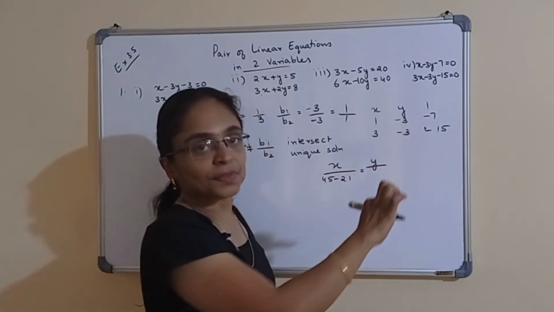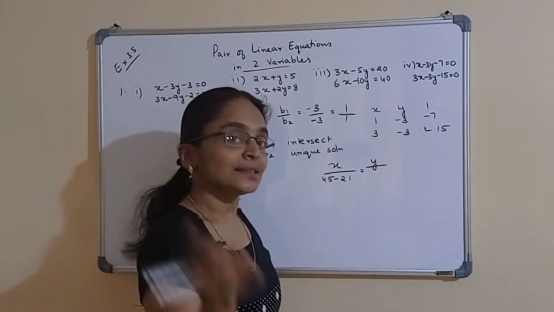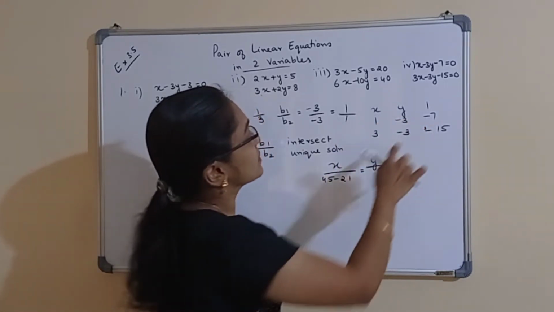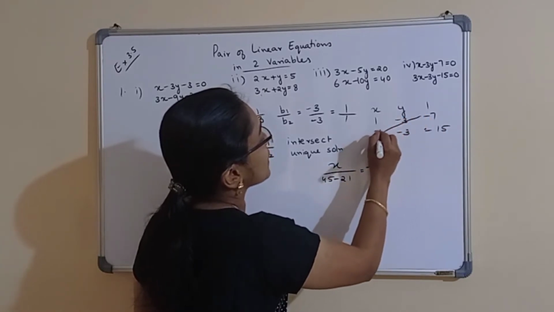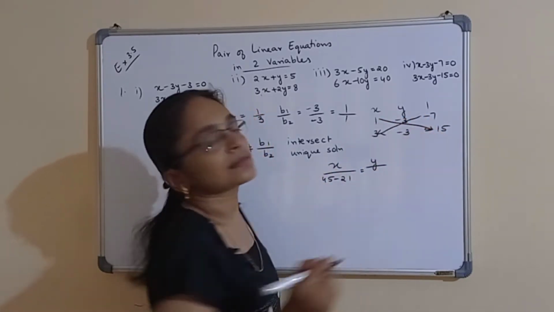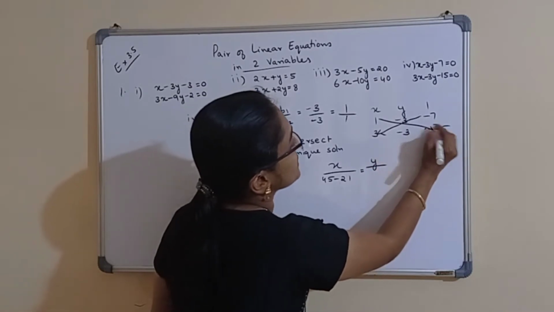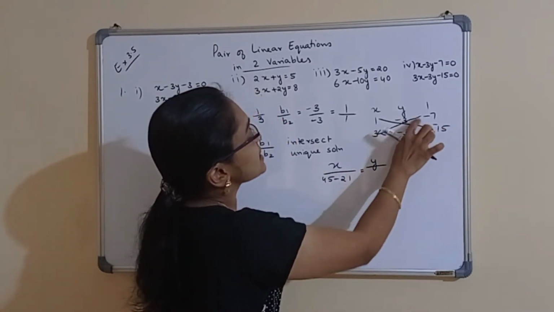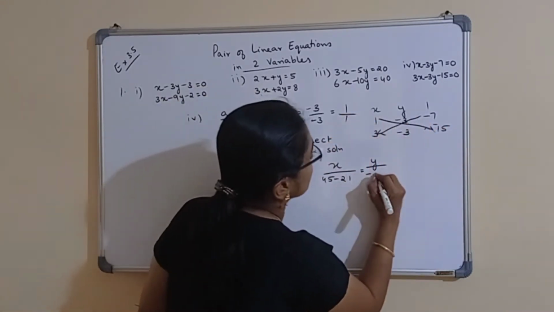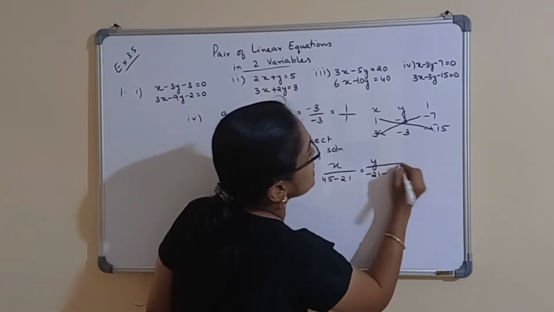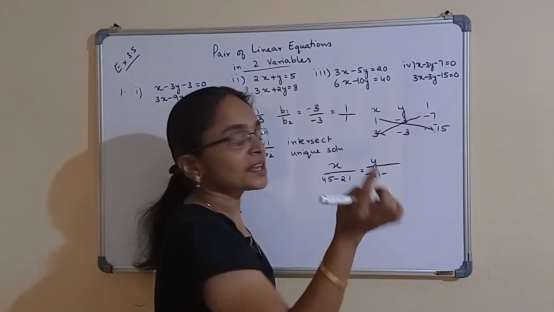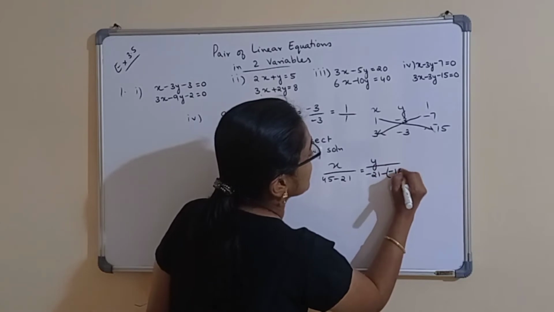and when we are taking y, don't take this column, take these two, and multiply in the reverse order. So first we have to multiply this and then this. So here it is minus. So minus 7 into 3 is minus 21, minus 1 into minus 15 is minus 15.